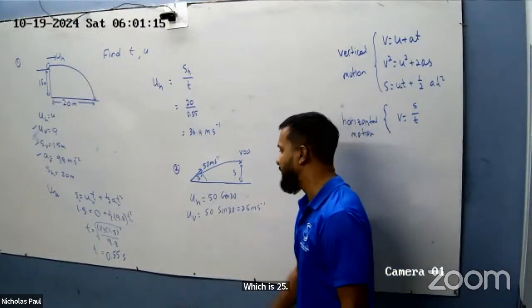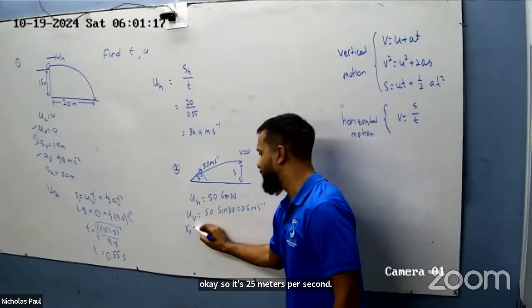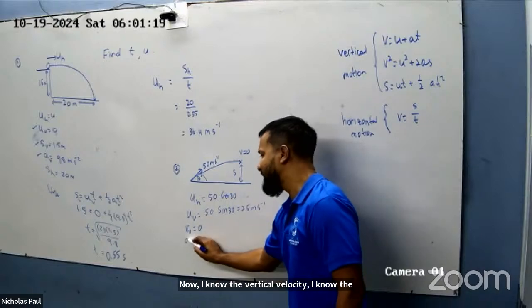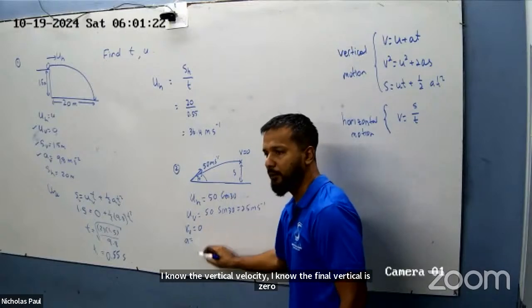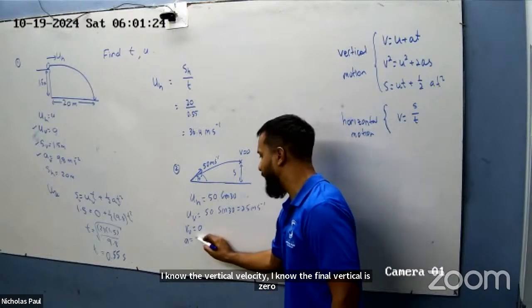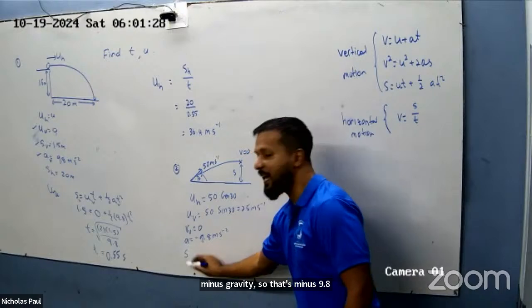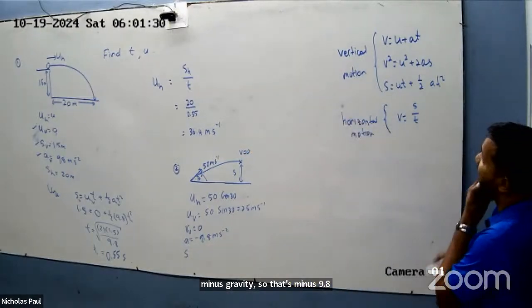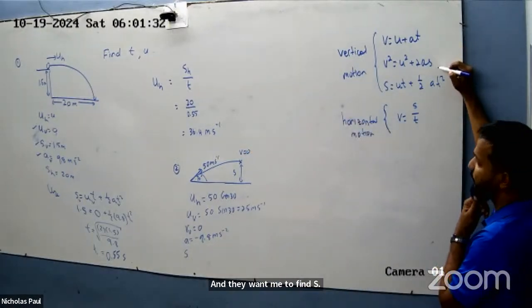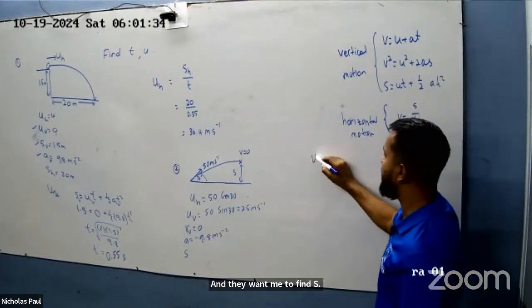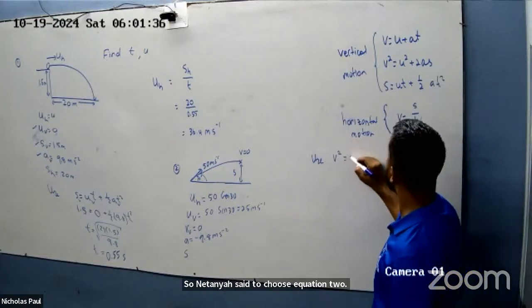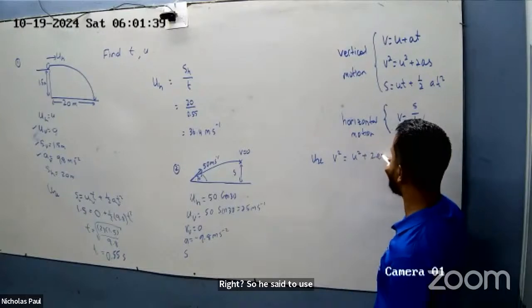Now, I know the vertical velocity. I know the final vertical velocity is 0. I know acceleration is what? Minus gravity, so that's minus 9.8. And they want me to find S. So Nathaniel said to choose equation 2, right? So he said to use V squared is equal to U squared plus 2AS.